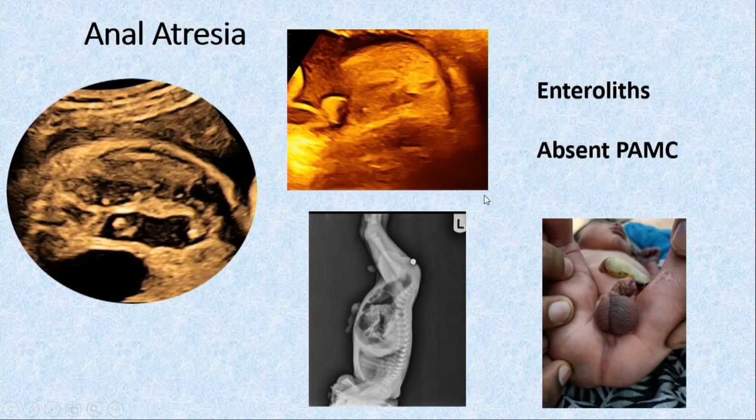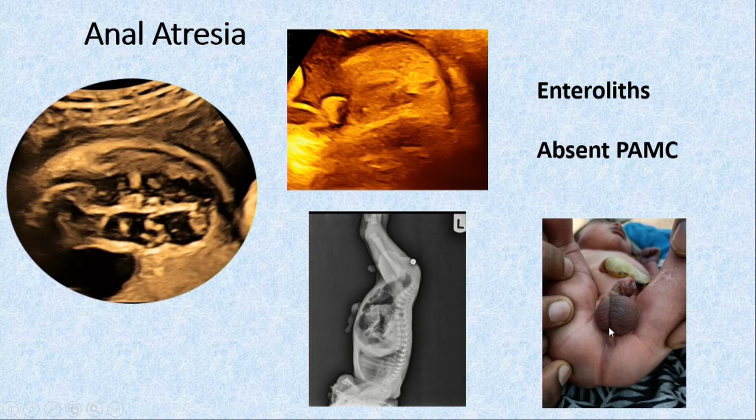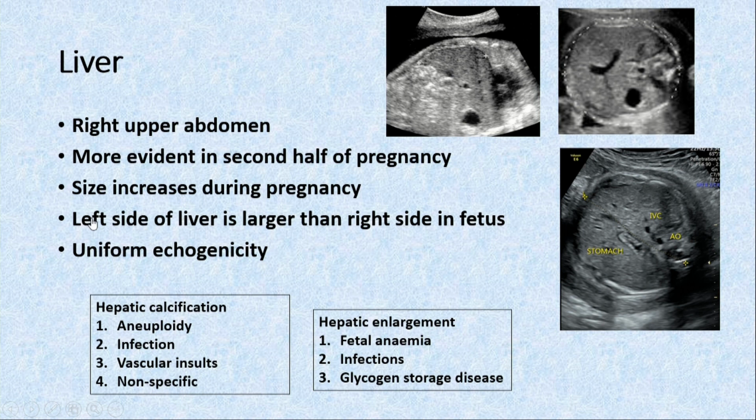So here you can see that the PAMC is absent, and there was an abdominal cyst. There were a lot of enteroliths here, you can see that. And then when the birth occurred, there was total anal atresia, and the invertogram also shows the same thing. So with the help of this PAMC and these enteroliths, the diagnosis of this case was made.